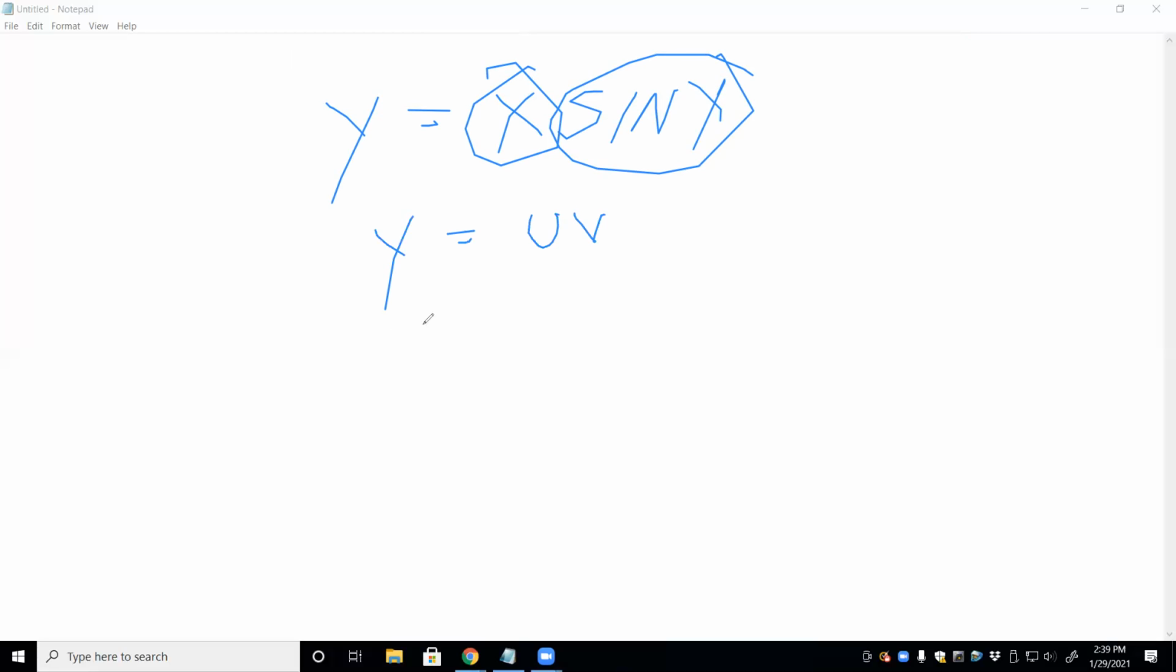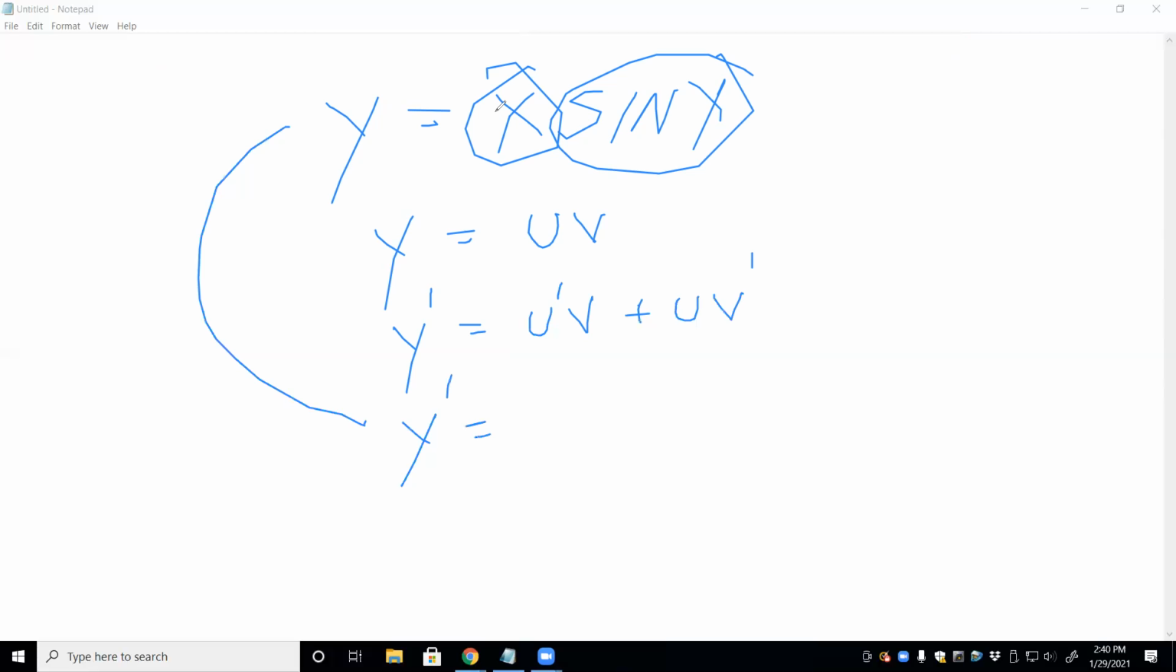So if I wanted y prime here, I don't have a product rule that I can use because I've got the product of two different kinds of functions. But what it ends up being is u prime times v plus the opposite, u times v prime, and that's it. Okay?